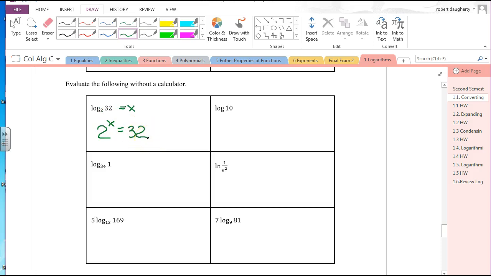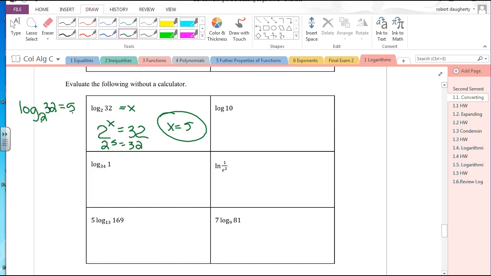So 2 to the x equal 32. What power of 2 is equal to 32? 2 to the what? 2 to the 5th, okay? Since 2 to the 5th equal 32, that means that x is equal to 5. So the log base 2 of 32 is equal to 5, because 2 to the 5th is 32.